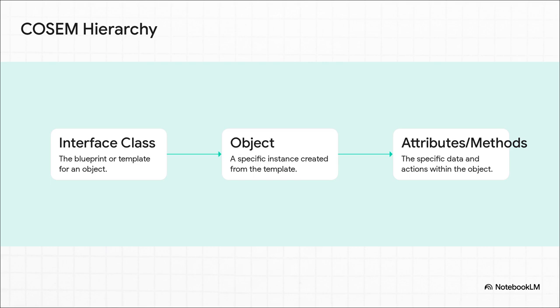And the way COSEM structures all this is actually pretty smart. It starts with something called an interface class. Just think of it as a blueprint or a PowerPoint template. From that template, you create a specific object, which is like your actual presentation. And that object holds all the good stuff, the attributes, which is the data itself, and the methods, which are the actions it can perform.